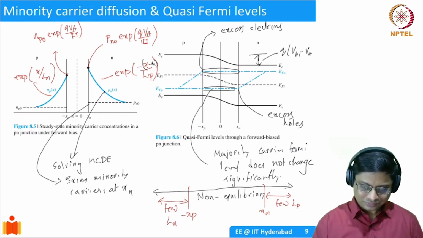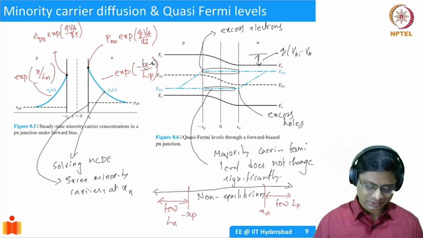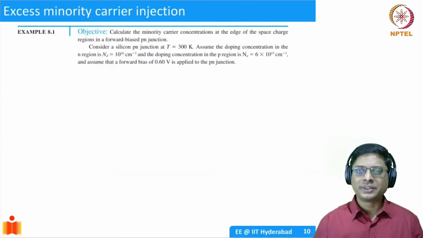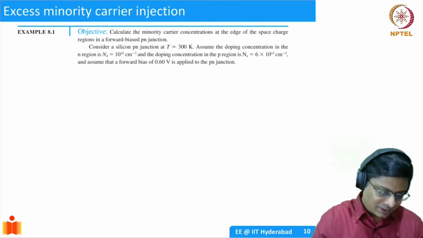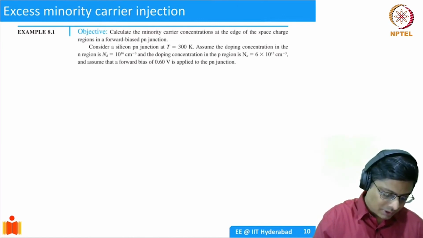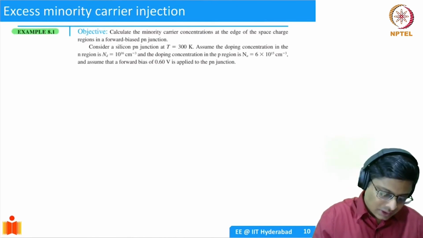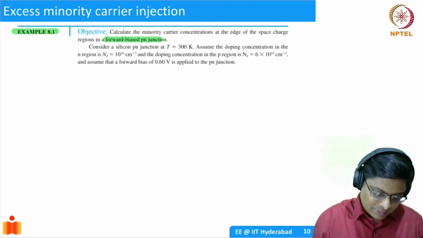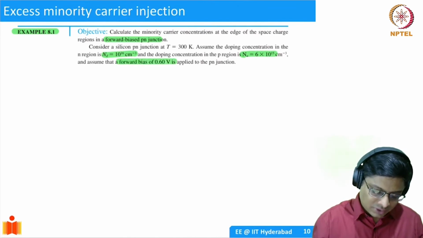So yeah, this essentially clears up the concepts. Let me take a few minutes to solve a numerical problem so that we get an order of magnitude and understand how much it is. To do that, here is a simple problem from the textbook, example 8.1. So please go back and refer if you have any concerns or doubts. We are essentially talking about a forward bias PN junction with ND given, NA given, and an applied forward bias voltage.